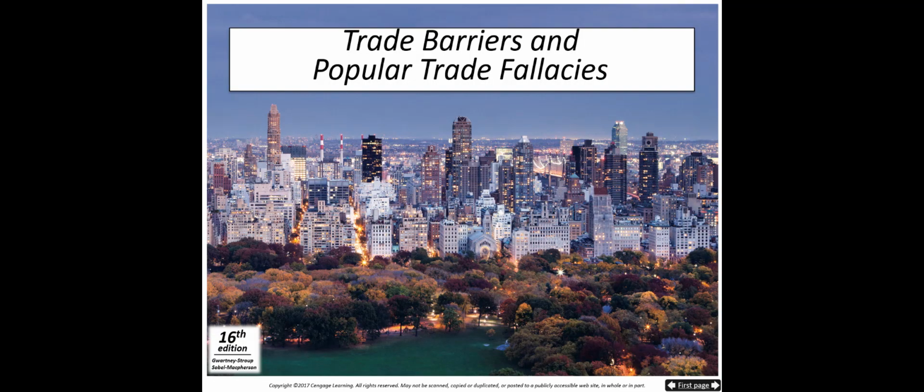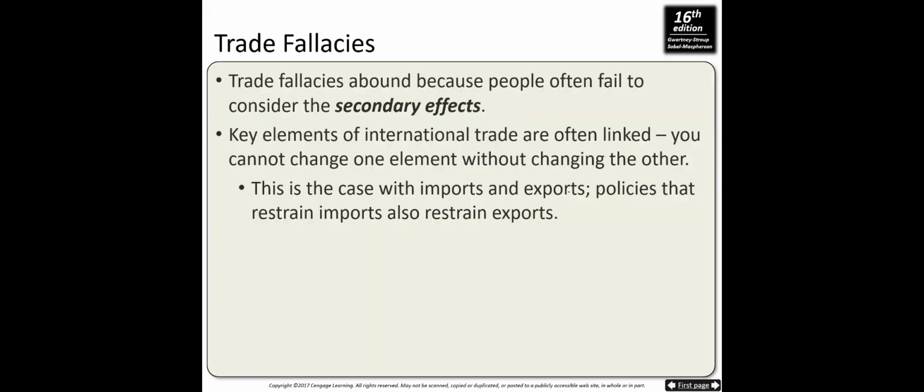Let's talk about trade barriers and popular trade fallacies. Trade fallacies exist because people often fail to consider the secondary effects. Key elements of international trade are often linked. You cannot change one element without changing the other. This is the case with imports and exports. Policies that restrain imports also restrain exports.